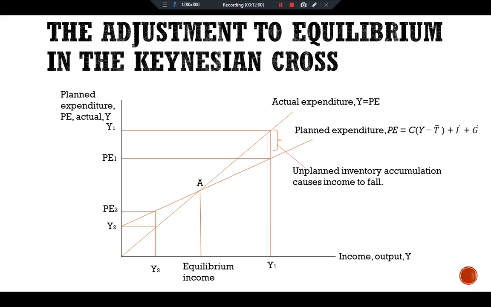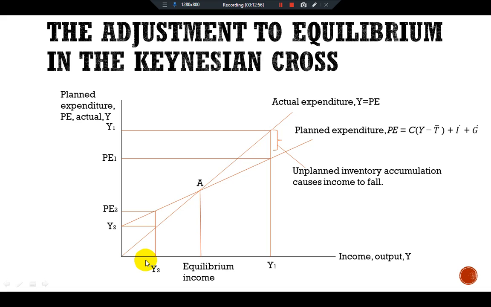In both cases, the firms' decisions drive the economy towards the equilibrium point. In this case, planned expenditure PE is less than the production Y1, so firms are selling less than they are producing. Firms add the unsold goods to their stock of inventory. This unplanned rise in inventories induces firms to lay off workers and reduce production. These actions in turn reduce GDP from Y1 towards this point. This process of unintended inventory accumulation and falling income continues until the economy reaches the equilibrium point.